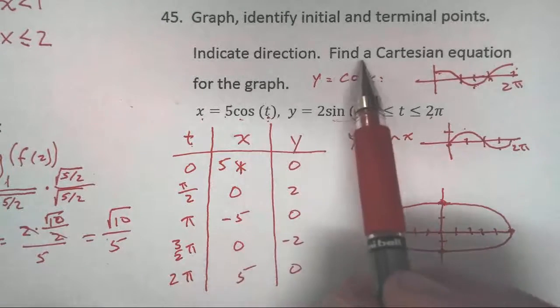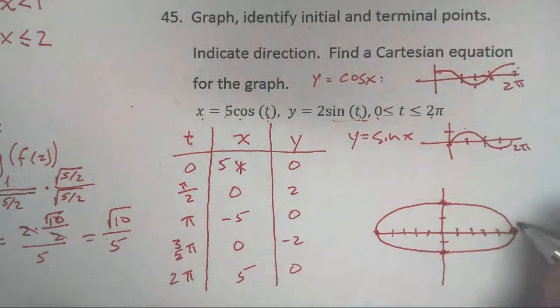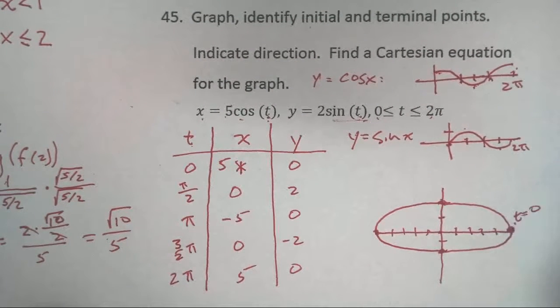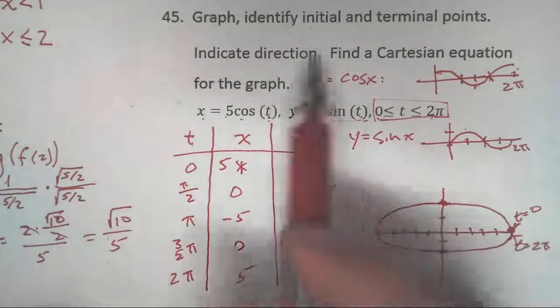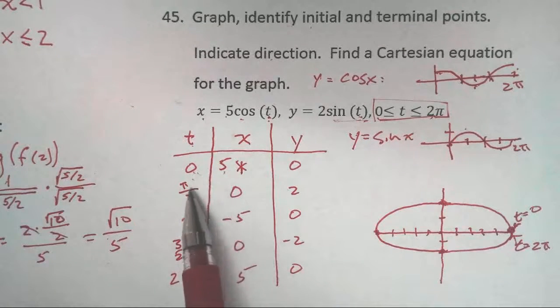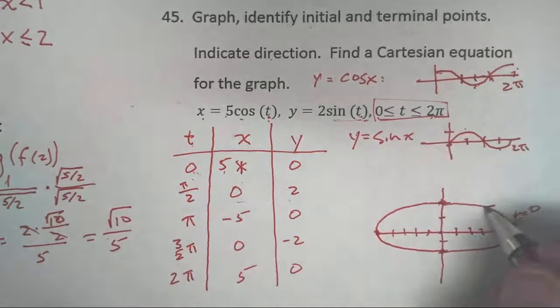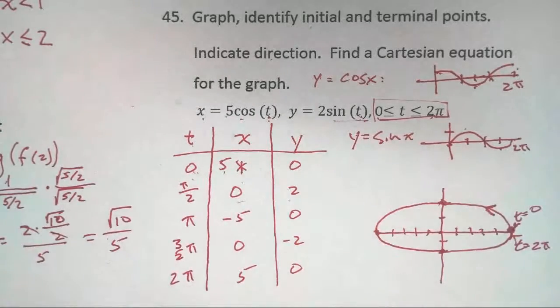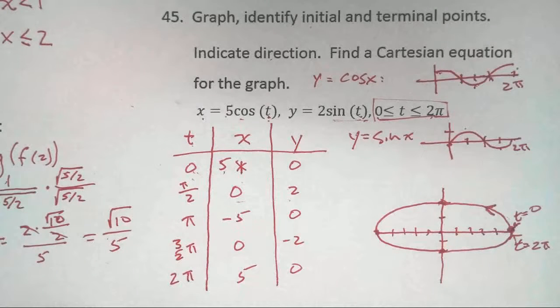So next we are supposed to find a Cartesian equation of the graph, and identify the initial and terminal point. So this is t equals 0 right here. This is t equals 2 pi. That's where we're allowed to go through right here. And our direction of the curve as t increased went from this point to 0, 2. So our direction can be indicated that way. That tells us we start here, we go around, we stay on the curve until we're back here.